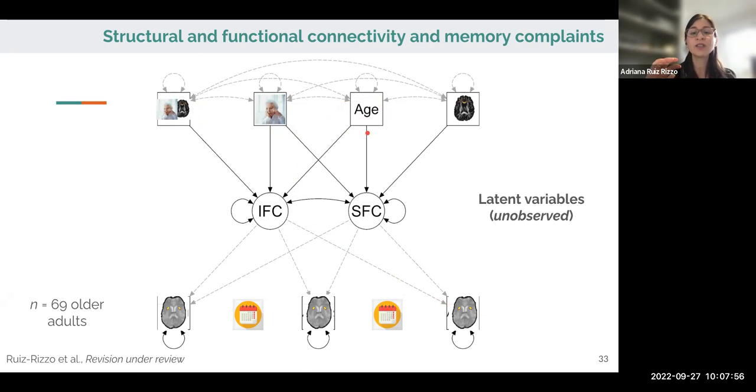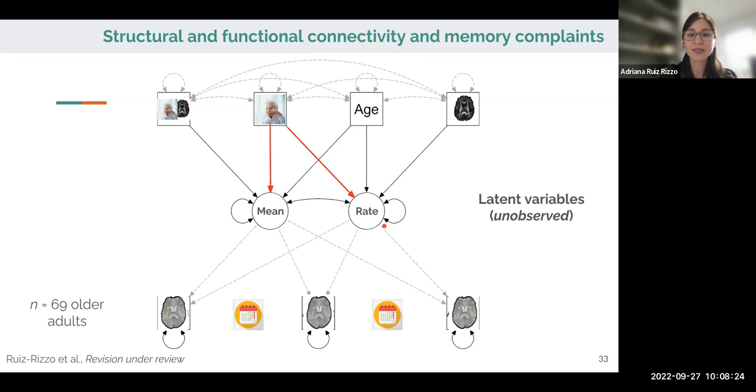Now, we wanted to see the effect of all these variables on two latent variables that are unobserved, but we know that they exist, and that can also capture very well what happens across time points. These were the mean functional connectivity and the rate of change in functional connectivity.